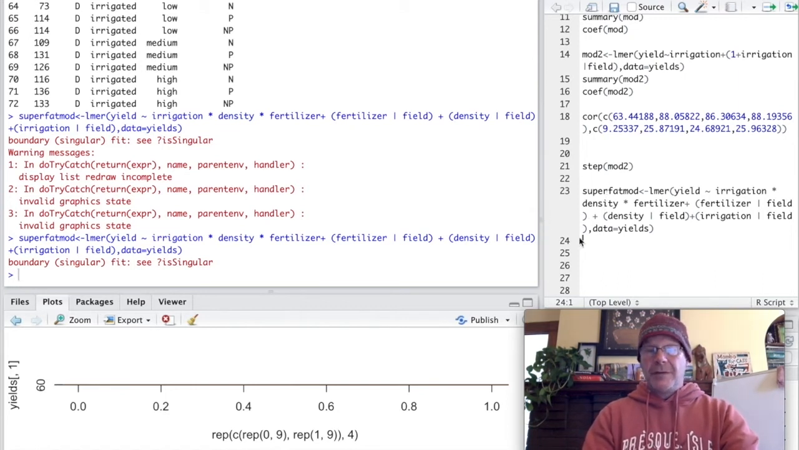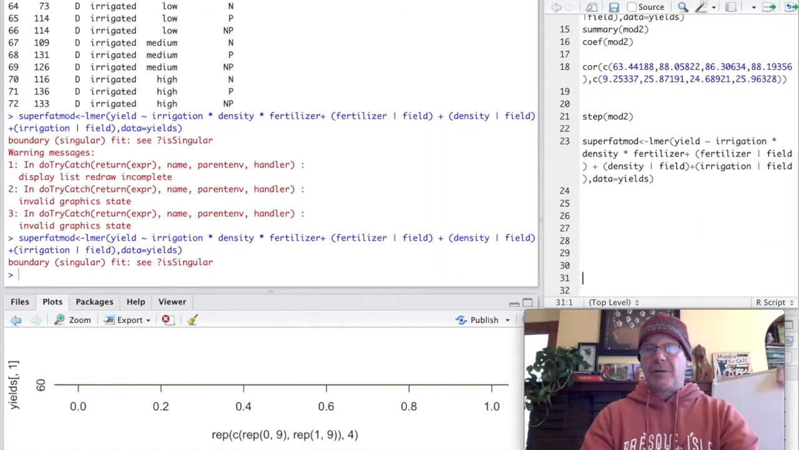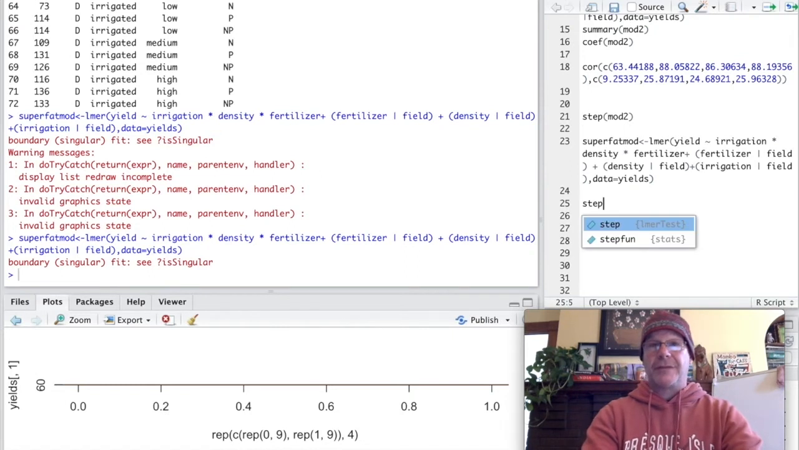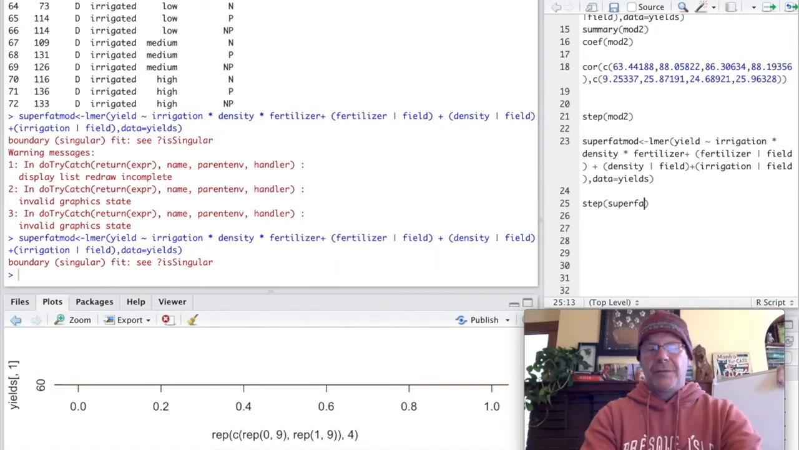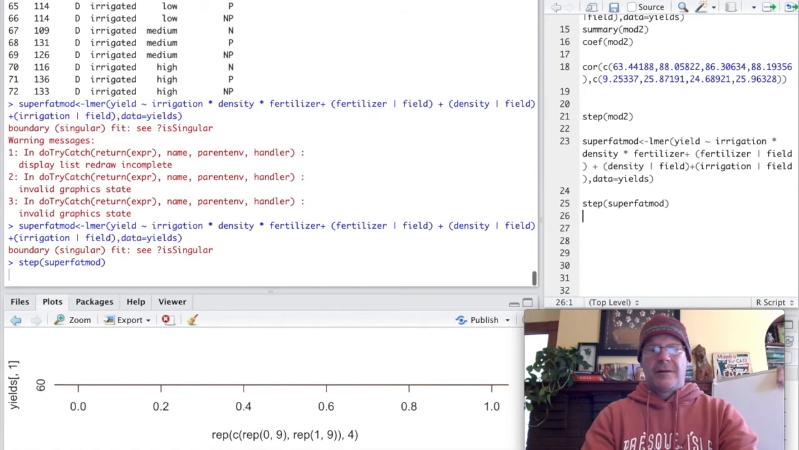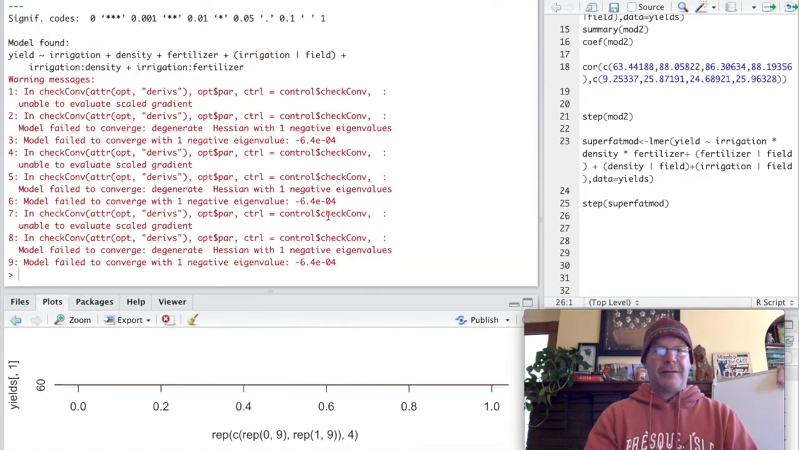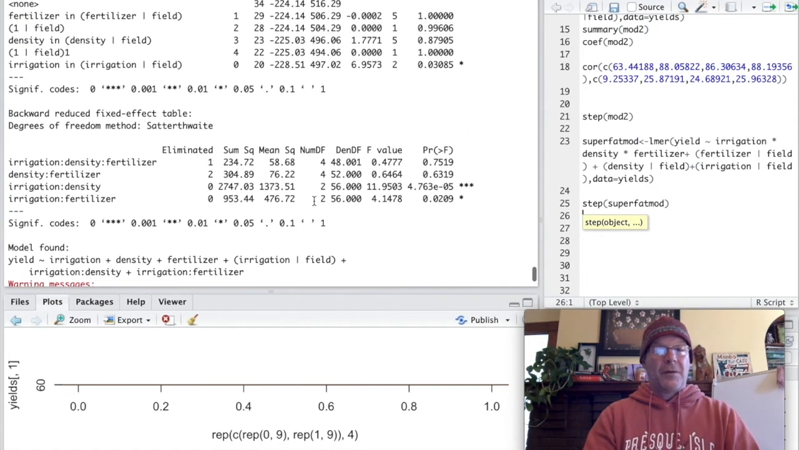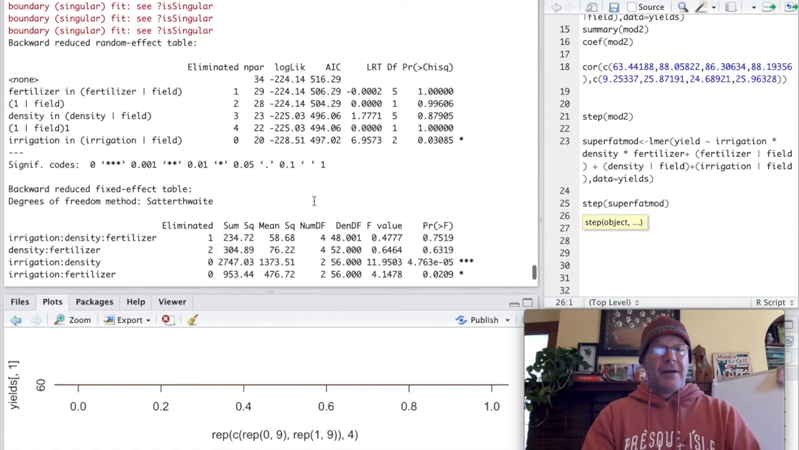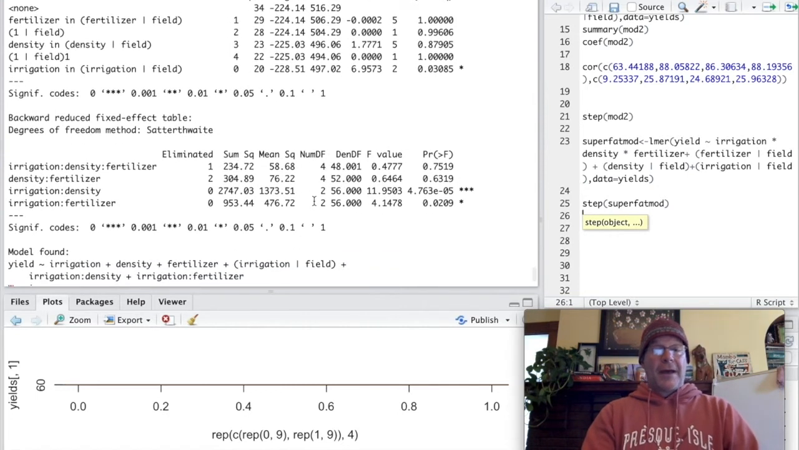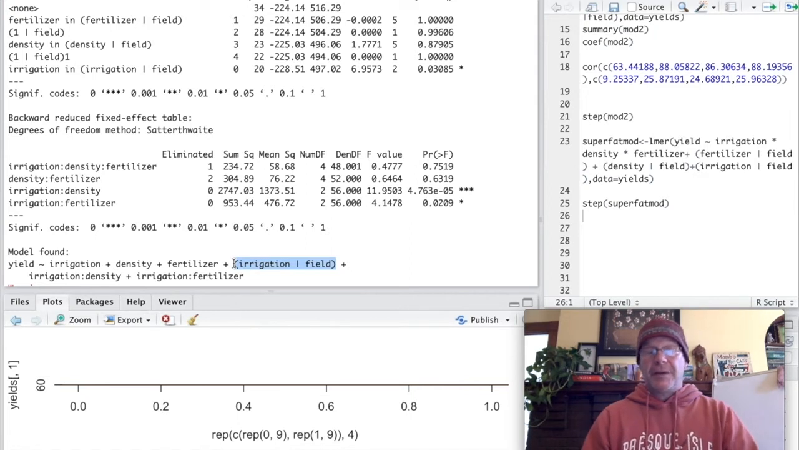And so what we could do then is again use our friend the step function to help us do a little bit of model selection. So I'm going to say step super fat mod. And I'm going to get all these warnings as it's going through there, saying it's not happy. And so what do I end up with? All right. In the end, what I end up with is an error structure where each field gets its own intercept and the slopes among those fields are allowed to vary as a function of irrigation.